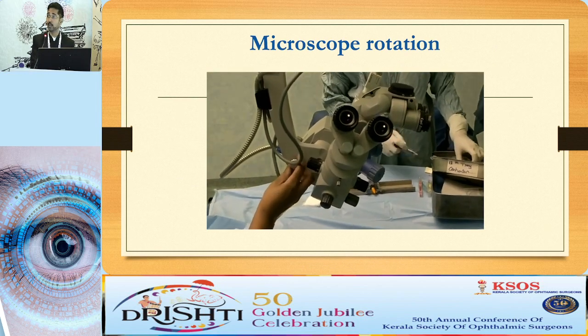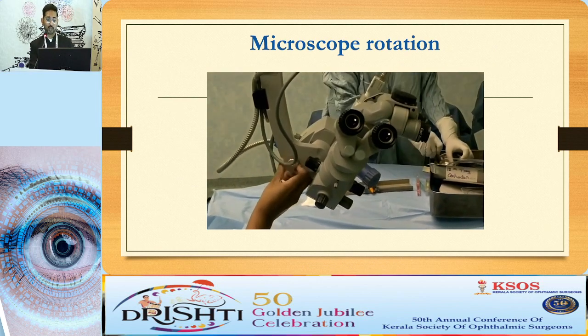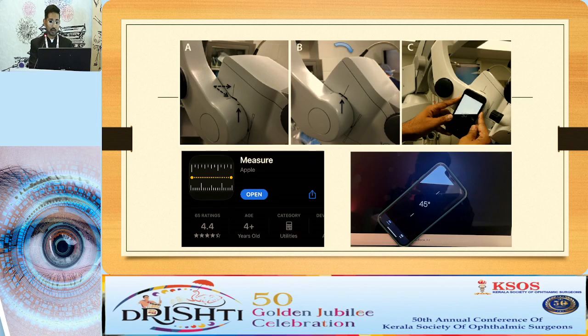This is the same overlap I mentioned, the microscope rotation. What Dr. Neetu told about the apps available on iOS, you have this Measure app where you can keep the phone at the podium of the microscope and measure the angle, 30-degree or 45-degree, and then mark it.